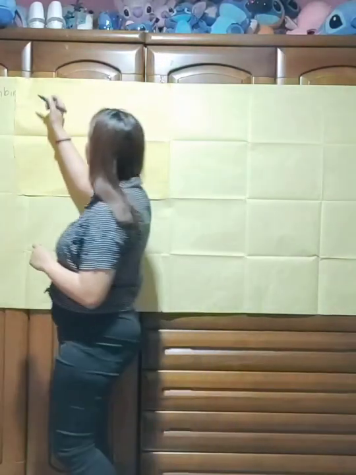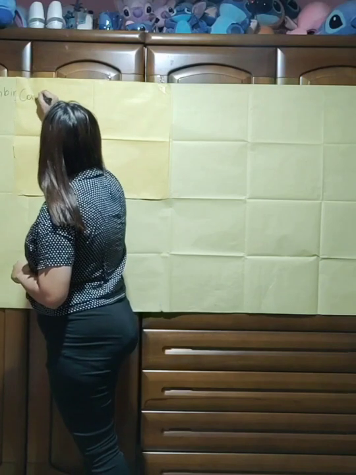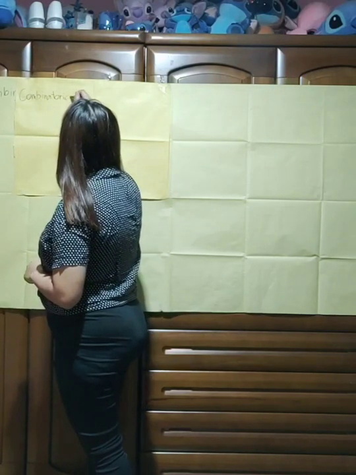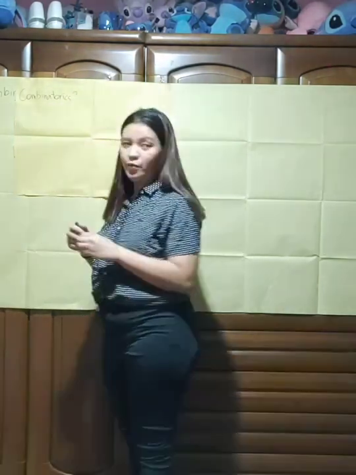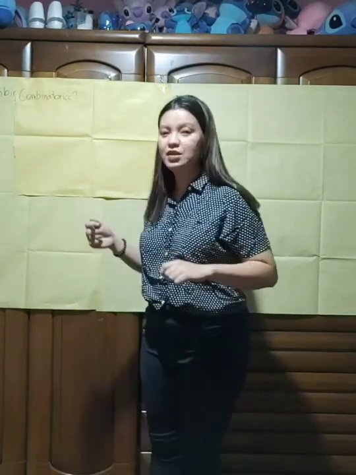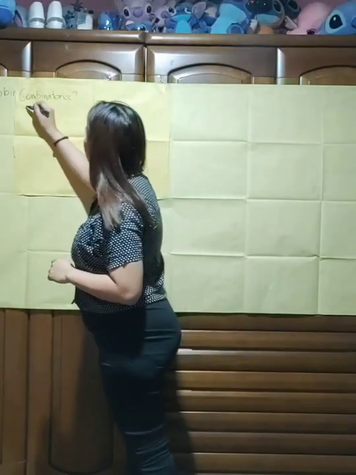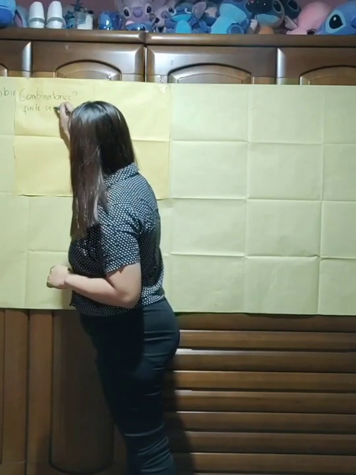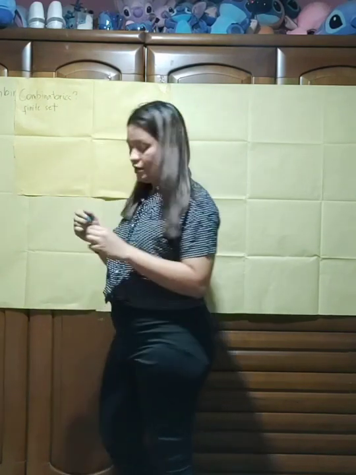So what is combinatorics? Combinatorics is a branch of mathematics dealing with combinations of objects belonging to a finite set. If we say finite set, it is a set having a countable number of elements. It is something that has a limit.